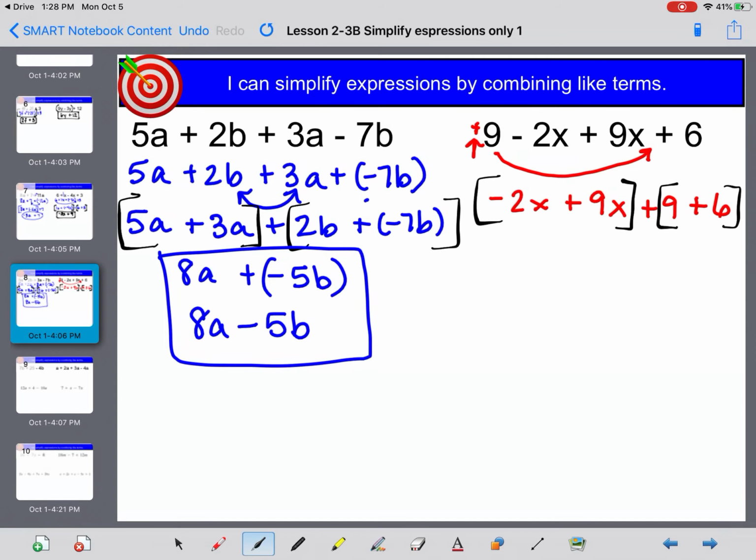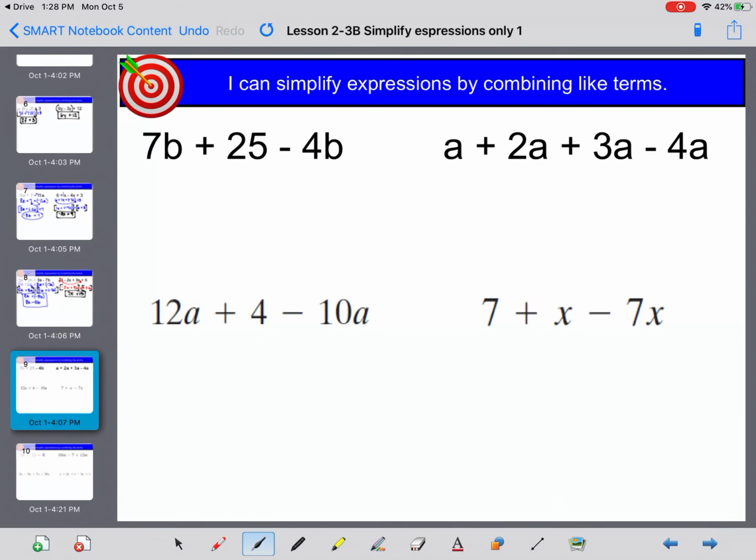Negative 2x plus 9x is 7x. Plus 9 plus 6 is 15. 7x plus 15 is my answer there. All right, pause the video. Try these next 4, and then come on back and compare your answers.